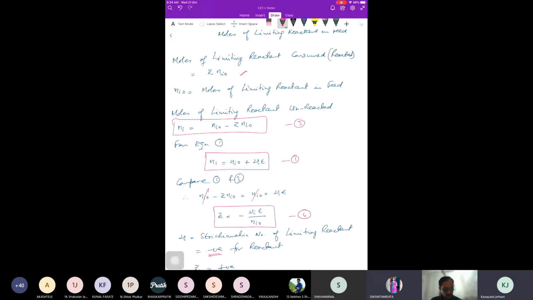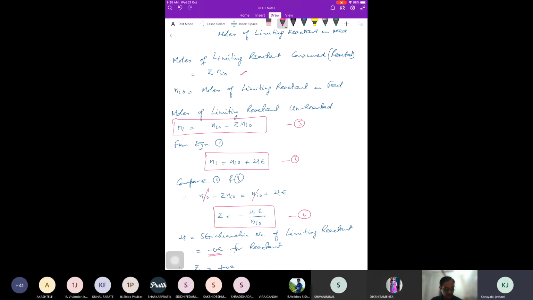Sir, what is the difference between conversion and extent of reaction? This equation shows the relation between Z and epsilon. That is what we are doing here. There are two ways of defining the same thing, but there is a relation between them. They are not independent of each other. If you know one, you can calculate the other one. And that's what equation 4 shows.